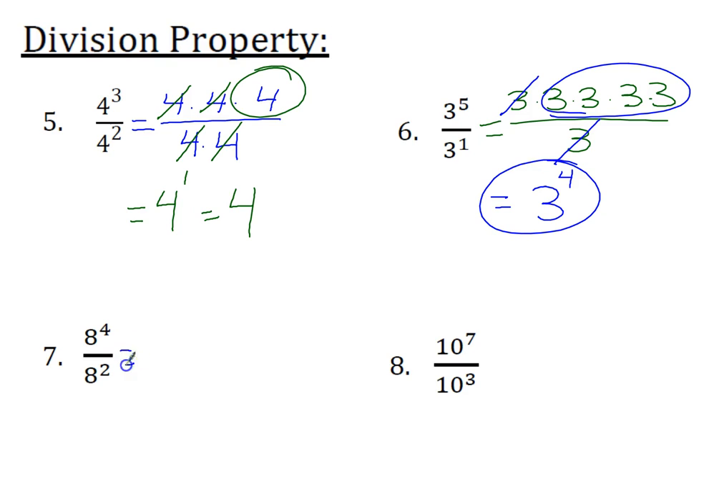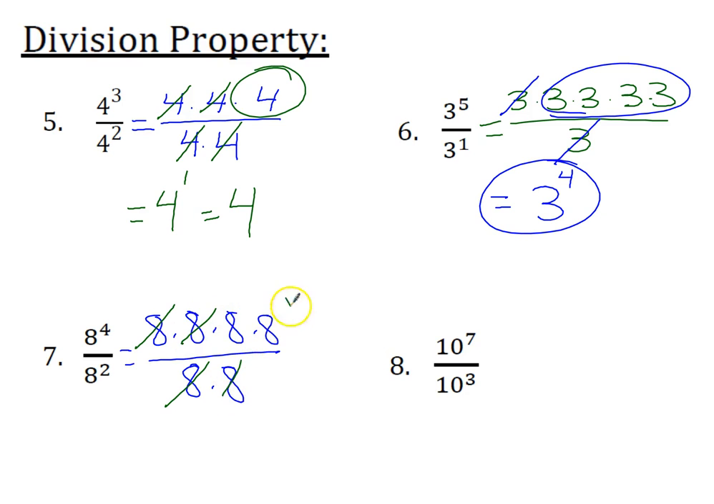8 to the fourth times 8 squared, we're going to put 4 8s in our numerator, 2 8s in our denominator. Cancel out again 1 for 1. This 8 cancels out with this 8, this one, and this one. We have 2 8s left in our numerator, so our answer is going to be 8 squared with 2 8s.